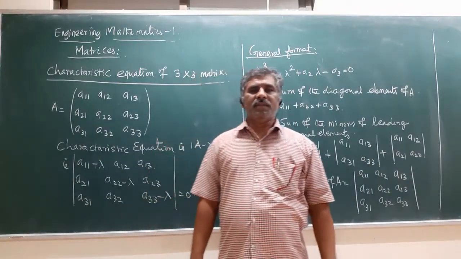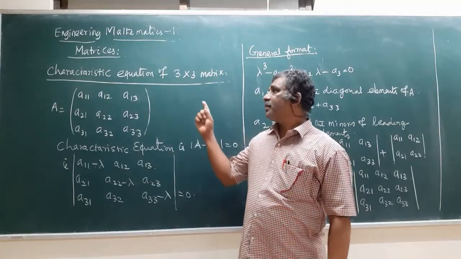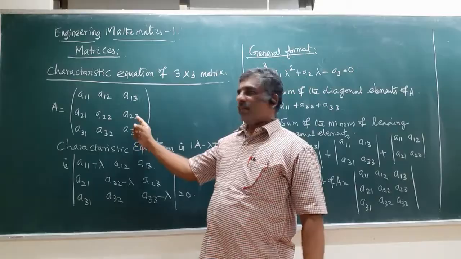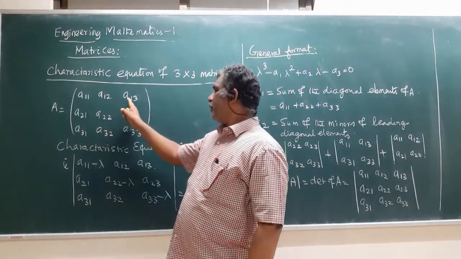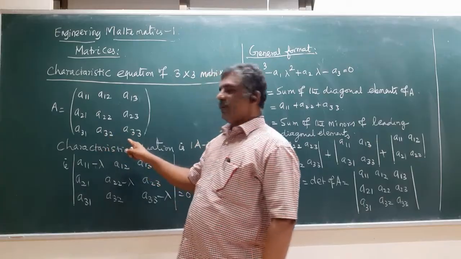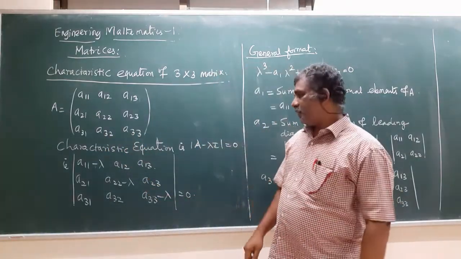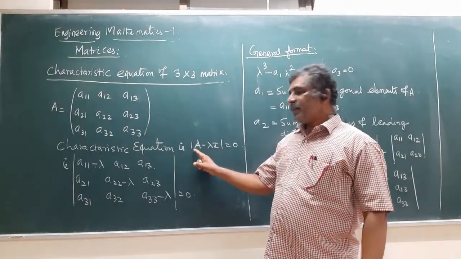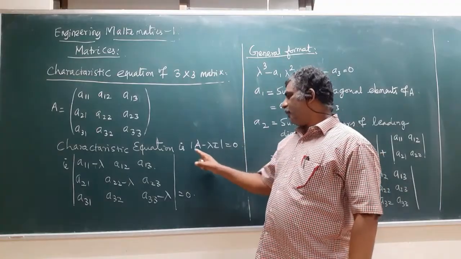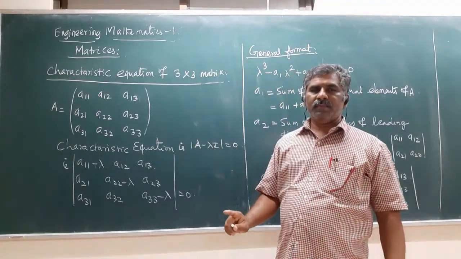Next we are going to discuss the characteristic equation of the 3 by 3 matrix. In case the 3 by 3 matrix is given as A11, A12, A13, A21, A22, A23, A31, A32, A33, this is the general format. Now, how to find the characteristic equation for this? What is the characteristic equation definition? Determinant of A minus lambda I equal to 0.